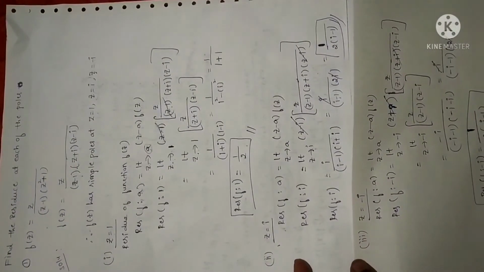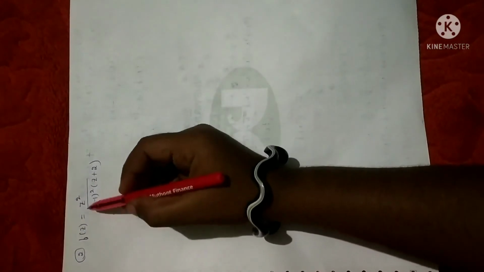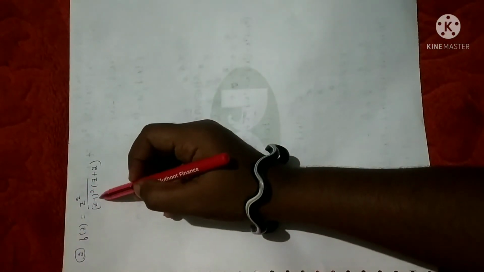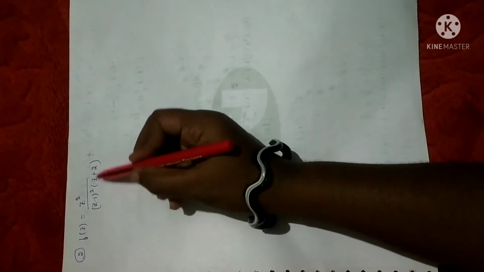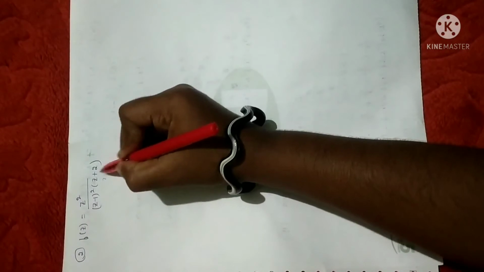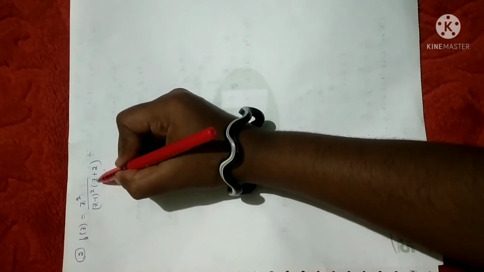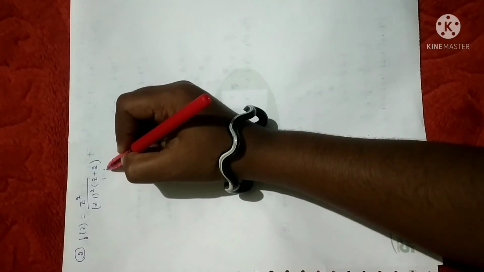Now let me solve one more problem. So here is the second problem. f of z is equal to z square divided by (z minus 1) whole square into (z plus 2). Now you can note that here you have two types of pole. Here z is equal to minus 2 is a simple pole. Why? Because when you replace minus 2, the function will not become analytic, so z is equal to minus 2 will be one of the poles.